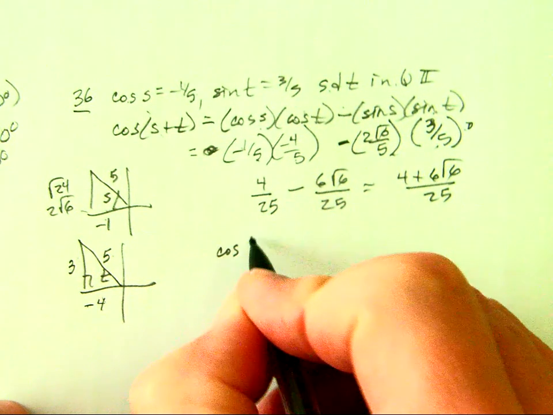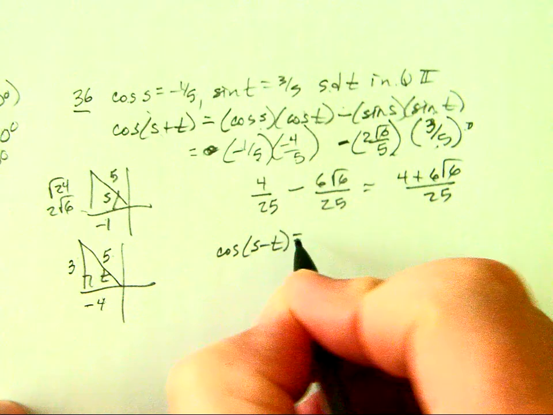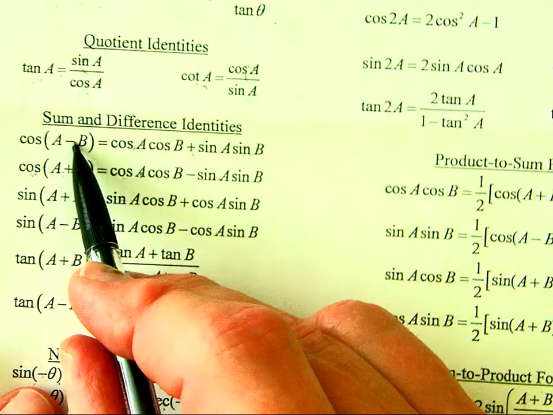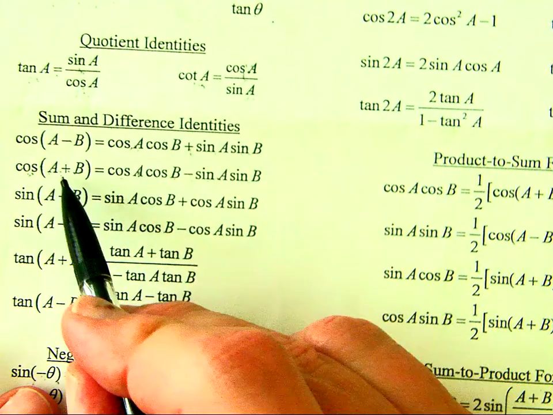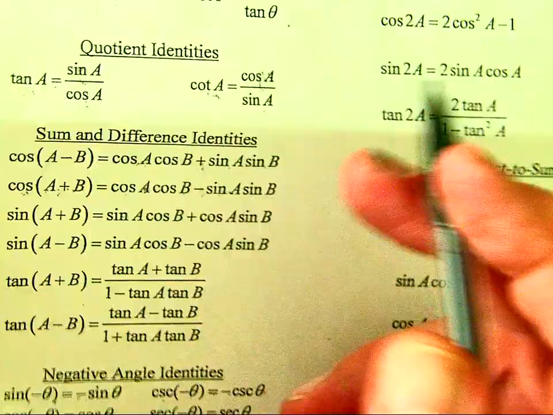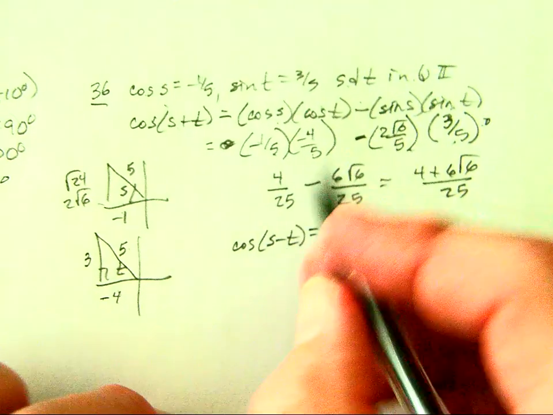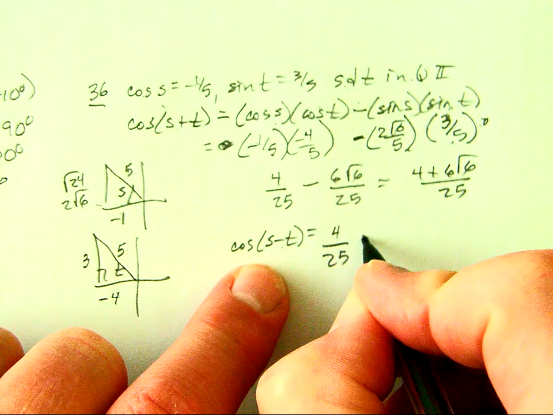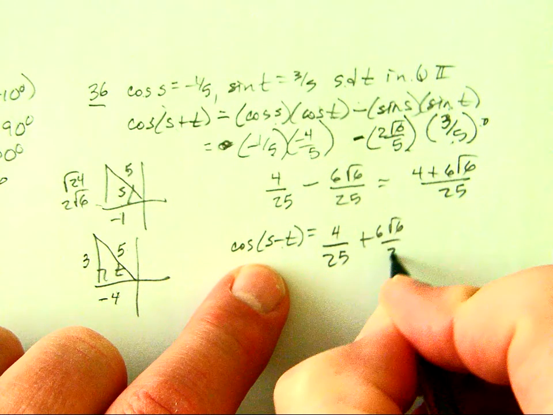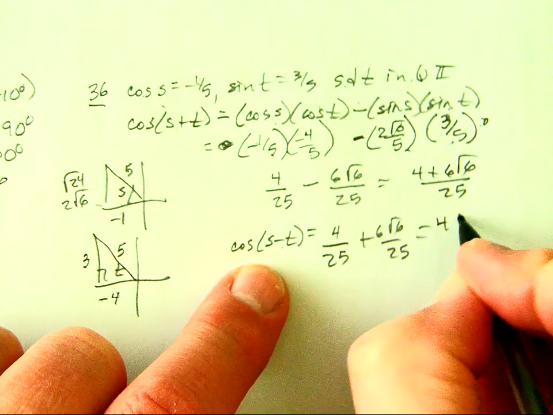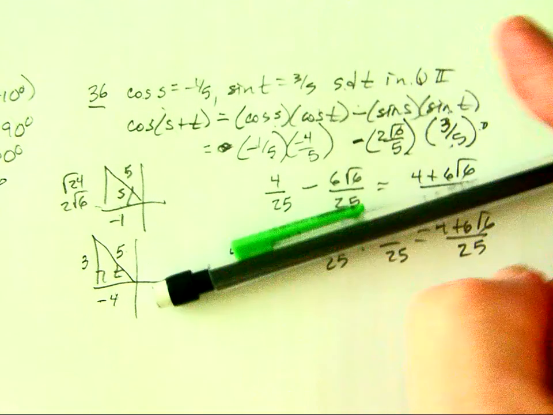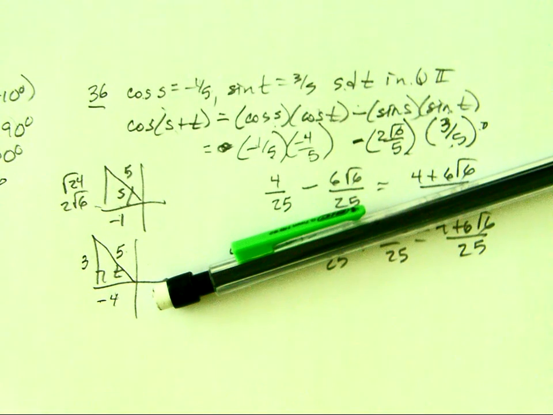Now if I want the cosine of s minus t, the only difference in those two identities, if you look at those sum and difference identities, is that when it's a cosine of a minus b, it's a plus in the middle. When it's a plus b, it's a minus in the middle. So the only thing that changes is the sign. Since this is s minus t, we need a plus in the middle. So if we take those same two fractions, only now we're going to add them, then it's 4 plus 6 radical 6 over 25. All right, so hopefully that helps you to understand some of those on 5.2 and 5.3.